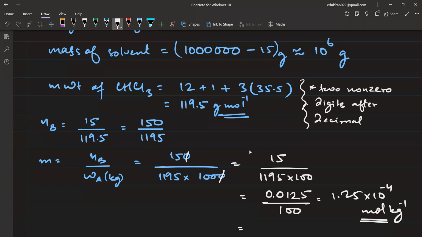I can write this as 1 decimal point, 2 decimal point. है ना? So 10 to the power minus 2, and we have 2 zeros below. That will be equal to 10 to the power minus 4.